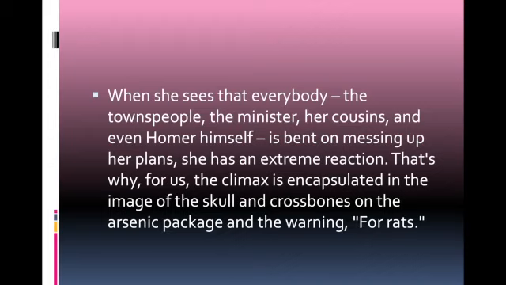Now, when Emily sees that everybody, the townspeople, the minister who was sent later, her cousins who were sent to talk to her, even Homer himself, everybody is bent on messing up Emily's plans, and therefore she has an extreme reaction. That's why for us the climax is encapsulated in the image of the skull and crossbones on the arsenic package that she gets from the pharmacist and the warning for rats.